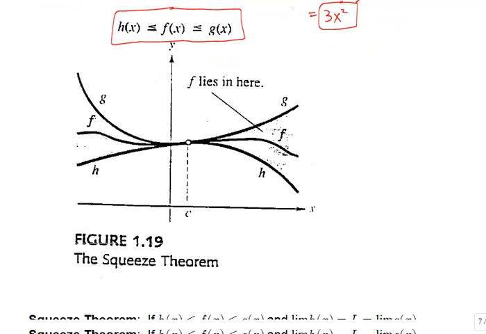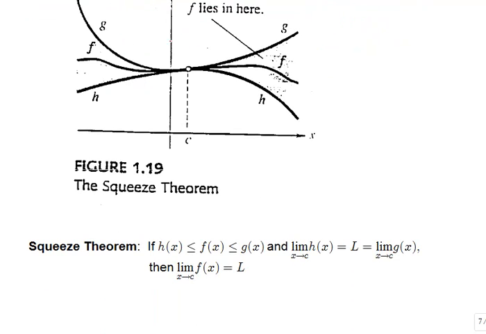So here's what the Squeeze Theorem says, and you can see it visually from the graph. If the limit of g goes to L, and the limit of h exists and goes to L, then the limit of f, because it's being squeezed in between these two other functions, would also have to exist and go to L as well. So that's what this theorem says right here.